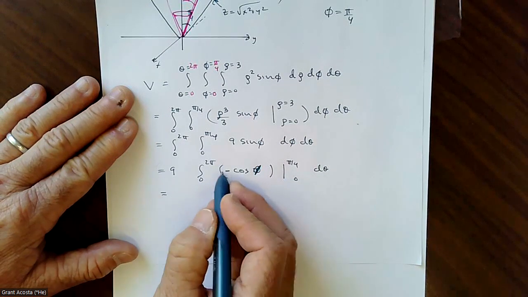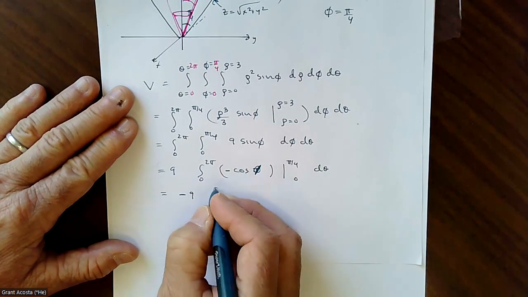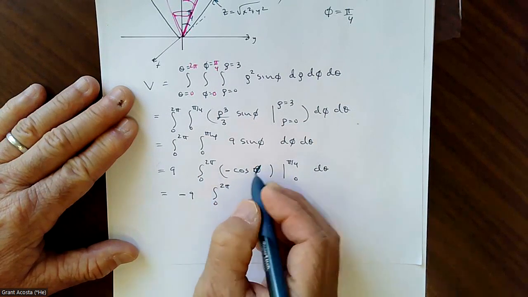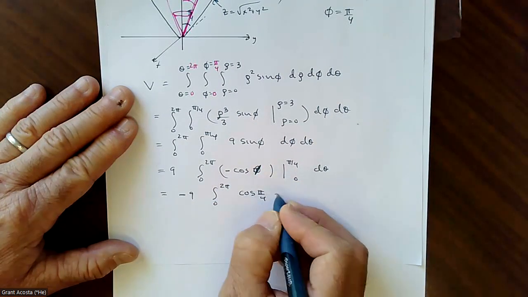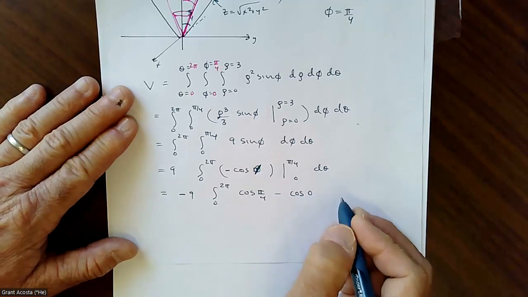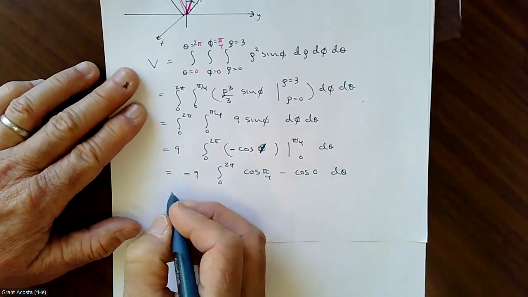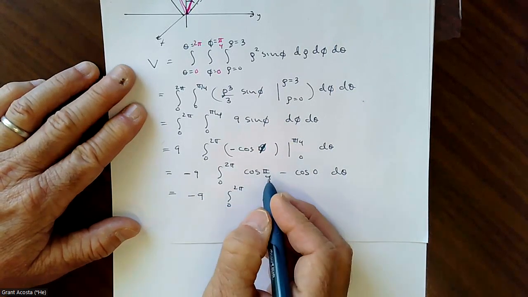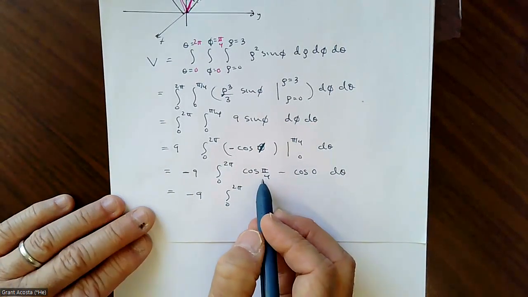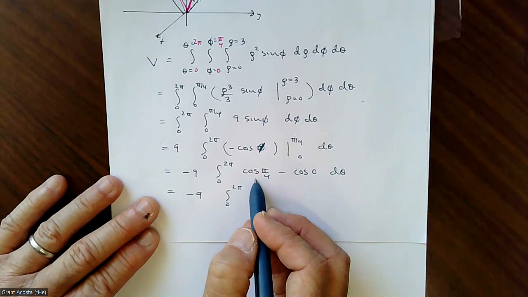So let's take the negative out too. So that'd be negative 9, because that's a constant. And then if I just plug in, I get cosine of pi over 4 minus cosine of 0. Which is root 2 over 2 minus 1.